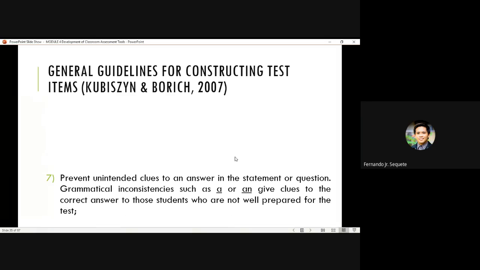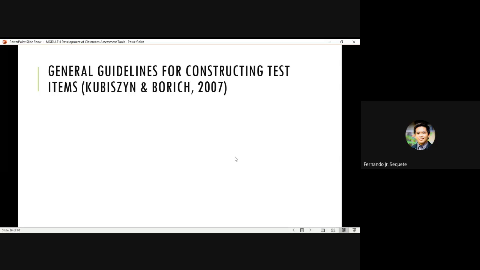Next, number seven, prevent unintended clues. Ito yung sinasabi ko. Now, prevent unintended clues to an answer in the statement or question. Grammatical inconsistencies such as "a" or "an" give clues to the correct answer to those students who are not well prepared for the test.